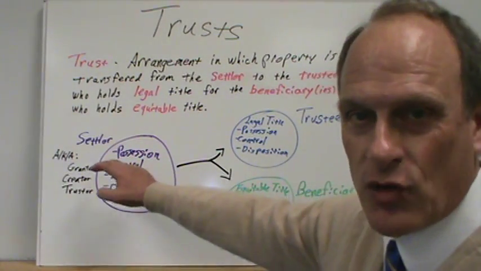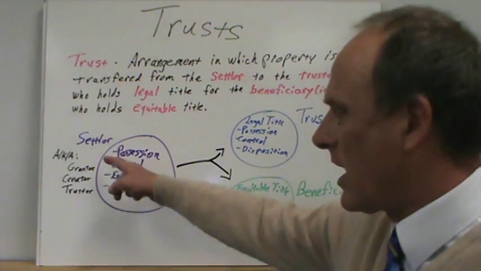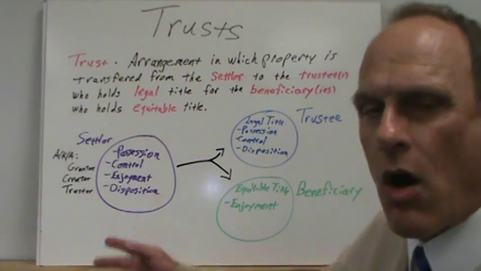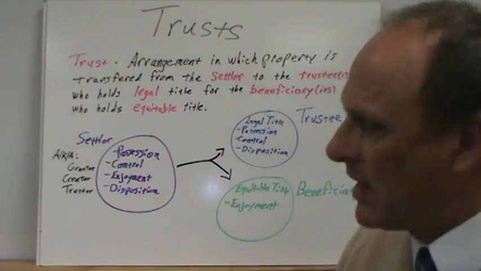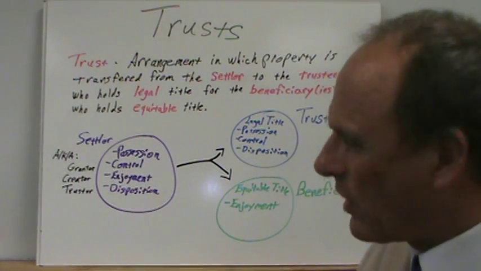The settlor is the one who creates the trust. The settlor goes by several different names. May be called grantor, may be called creator, may be called even trustor. But that is the person that owns the property and will be creating the trust.